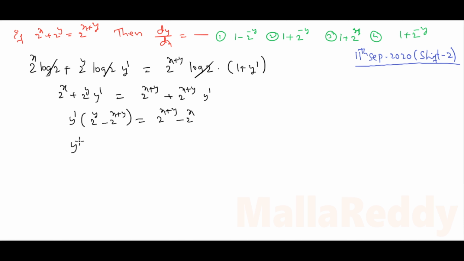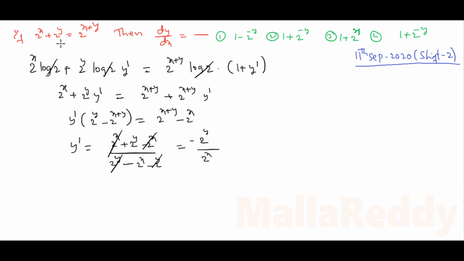Therefore y dash is equal to 2 to the power of x plus y is written as, from the problem, 2 power x plus 2 power y minus 2 power x by 2 power y minus 2 power x plus y is 2 power x minus 2 power y. Here minus 2 power x plus 2 power x cancel, minus 2 power y plus 2 power y cancel, that is minus 2 to the power of y by 2 to the power of x.